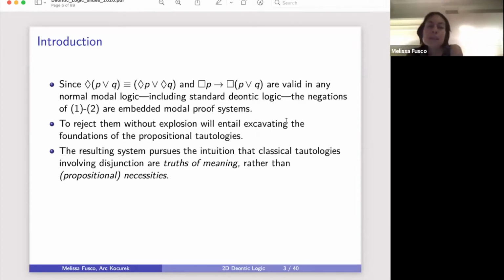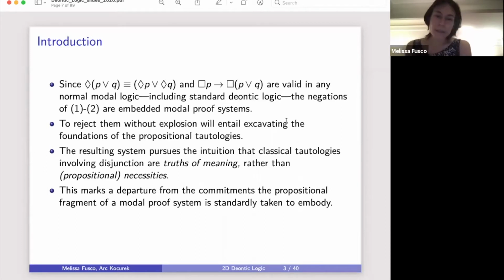The resulting system, one way of putting it, pursues the intuition that classical propositional tautologies involving disjunction, like the law of the excluded middle, are truths of meaning rather than propositional necessities. So typically you take the tautologies of the non-modal fragment and then you just necessitate all of them. But I'll say, well, these are a priori truths, they're not necessary. So that's the status that, for example, the law of the excluded middle will wind up having.